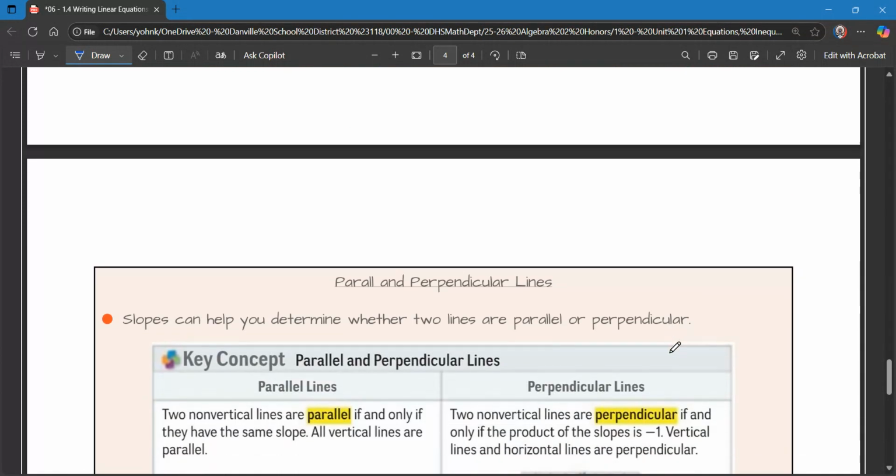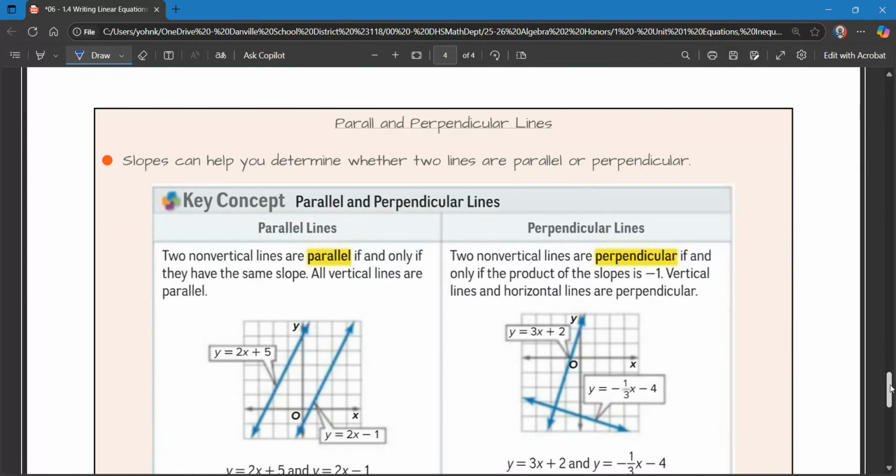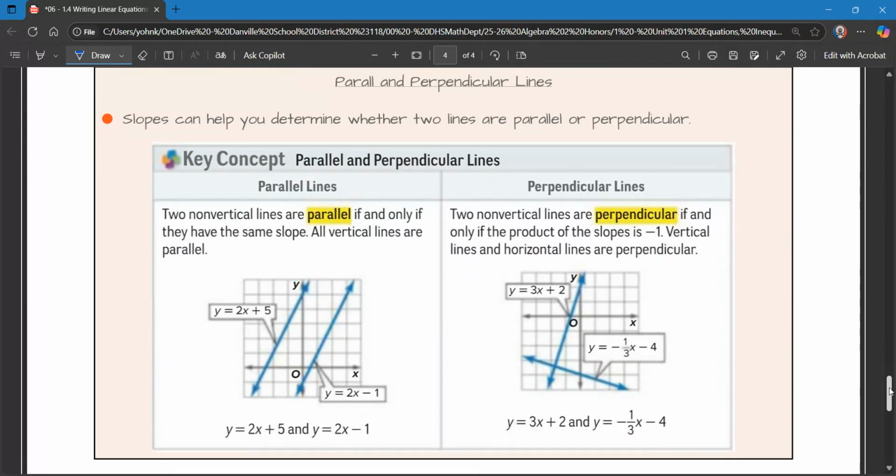Okay, let's talk about parallel and perpendicular lines. Slopes can help you determine whether two lines are parallel or perpendicular. Parallel lines are two lines that never meet, and if the two lines never meet, then they have the same slope. They're both going up at the same amount or decreasing at the same amount. If instead you have perpendicular lines, those are lines that form a right angle. When those lines form a right angle, their product is -1. That means one of them is positive, one of them is negative, and if I multiply them together, I get a -1. It's kind of weird.